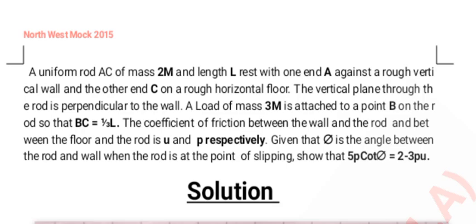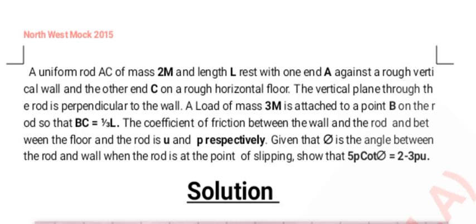Okay, let's get started. The question reads: a uniform rod AC of mass 2m and length L rests with one end A against a rough vertical wall and the other end C on a rough horizontal floor. The vertical plane through the rod is perpendicular to the wall. A load of mass 3m is attached to a point B on the rod so that BC is equal to 1/3 L. The coefficient of friction between the wall and the rod and between the floor and the rod is μ and p respectively. Please make sure you understand this line very well.